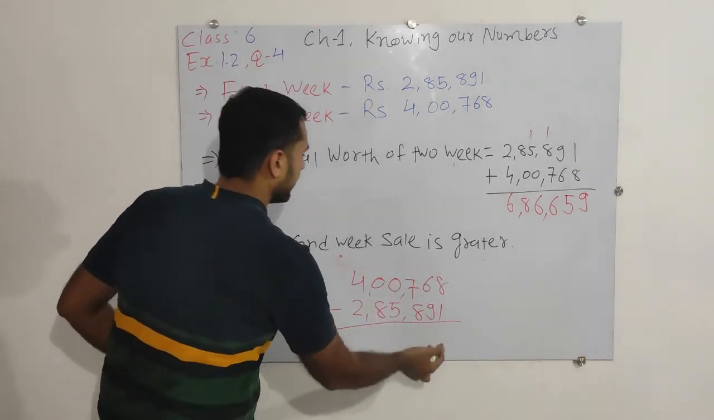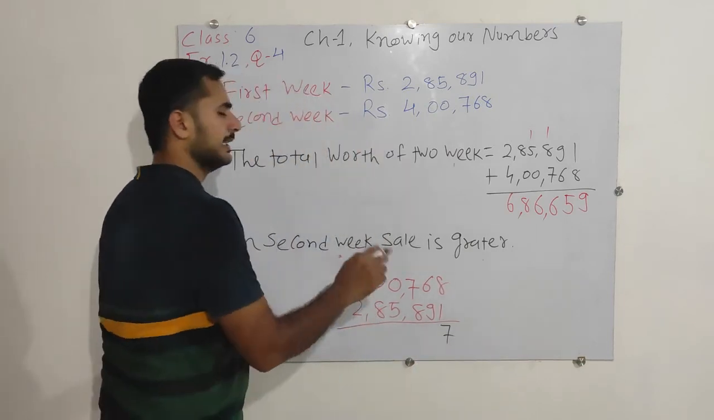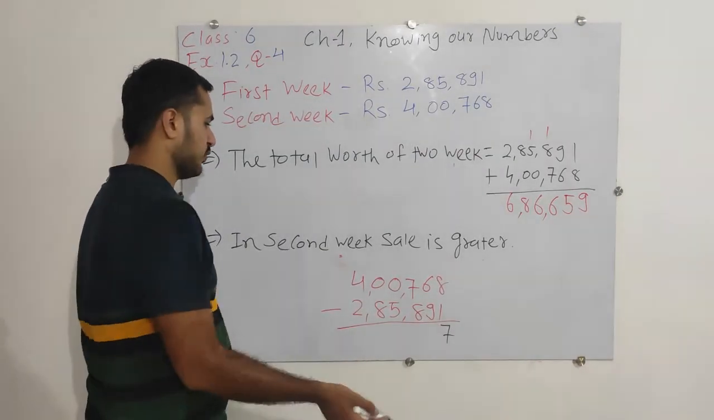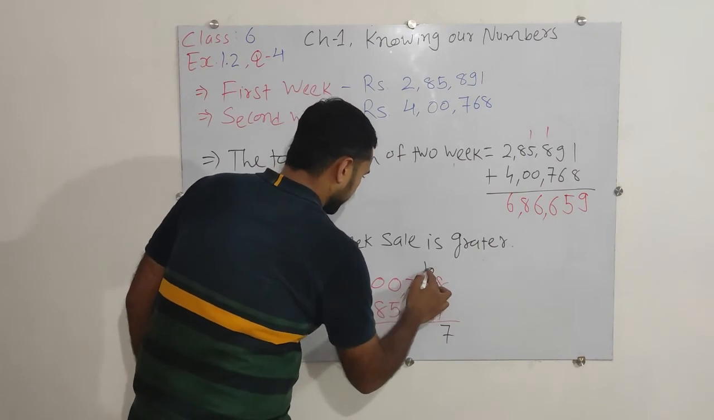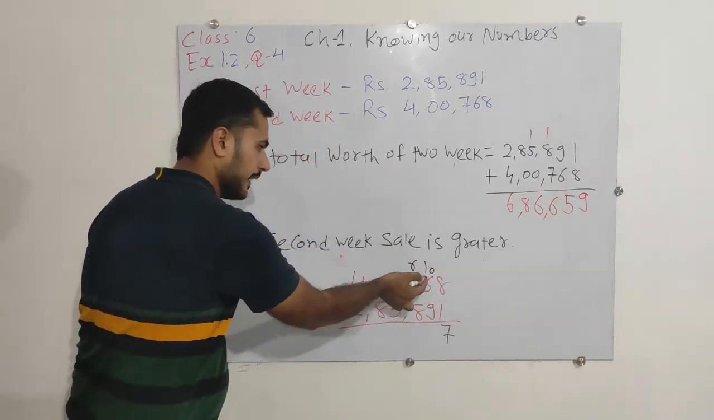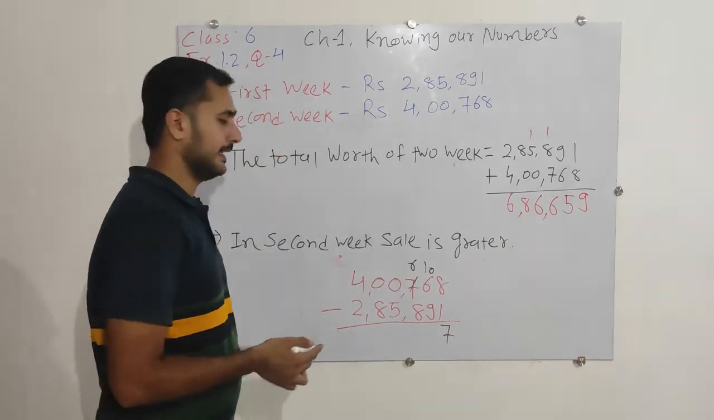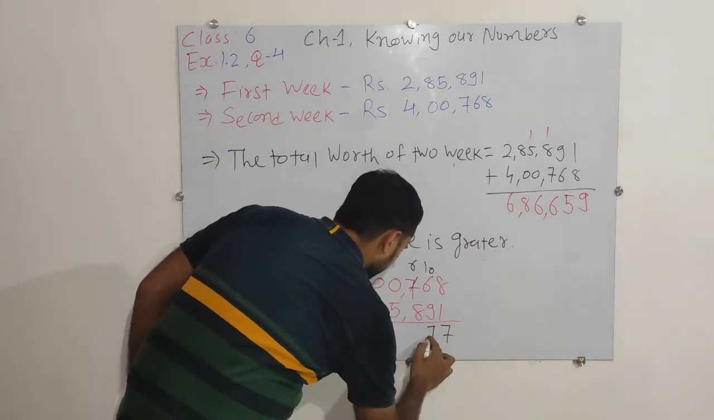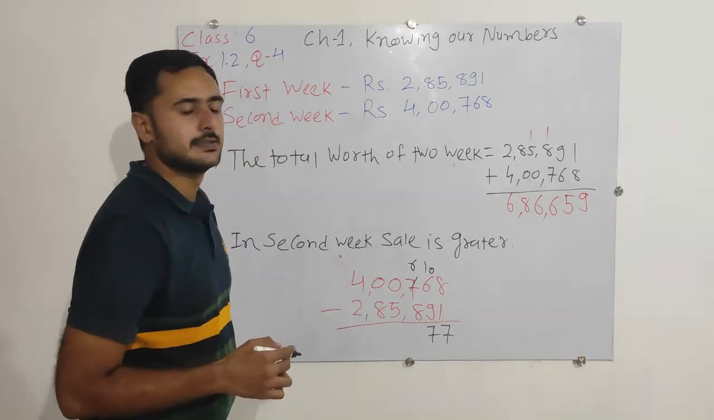How will we do it? 8 minus 1, that's 7. Now 6 minus 9, that's not possible. It means we need to take 10 from 7, so it will be 6. 10 and 6, that is 16. 16 minus 9 is 7.